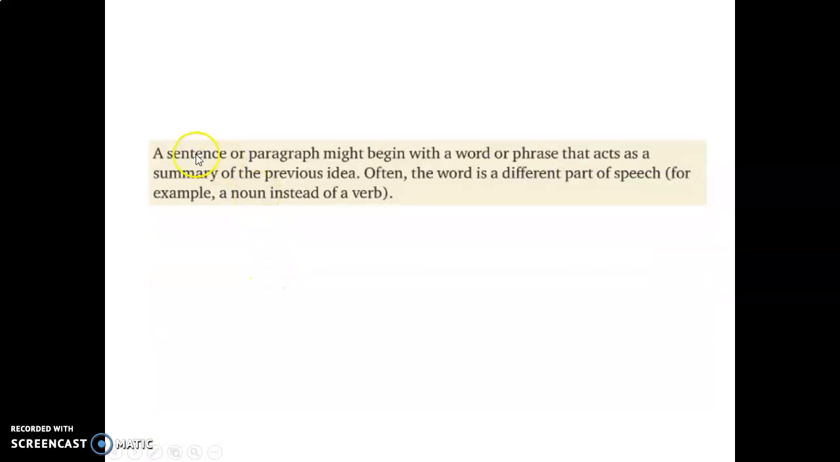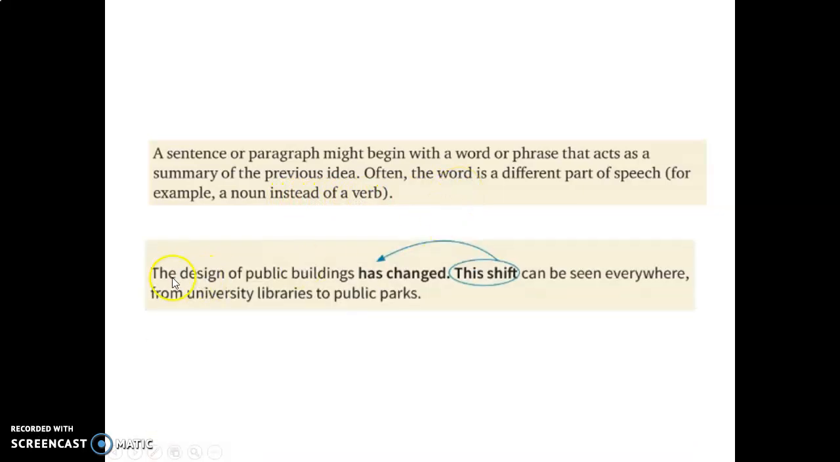Another important point is a sentence or paragraph might begin with a word or phrase that acts as a summary of the previous idea. Often the word is a different part of speech. For example, a noun instead of a verb. Look at this example. The design of public buildings has changed. This shift can be seen everywhere, from university libraries to public parks. So, as you can see in this example, a different word is used to refer to the idea given here. And also, we have a different part of speech. Here we had a verb, has changed. A noun is used. Shift.